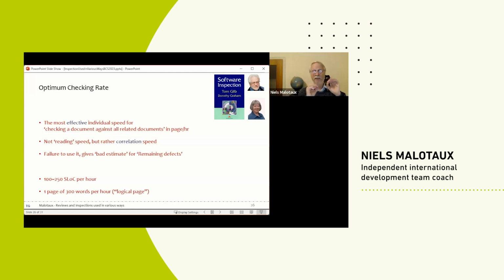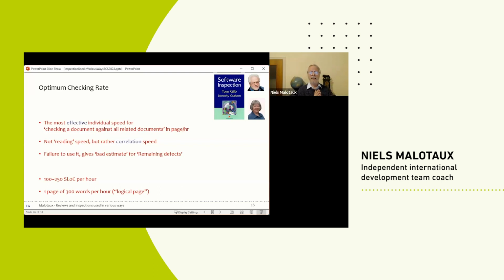Because if you check a document, like the example where they reviewed the design document, where I said, where's the source? Don't you need a requirements document to know what this design should do and what it shouldn't do? So it's not just reading code or reading text in a document, it is checking with any other stuff to see whether it's consistent. So it's not the reading speed, but the correlation speed. And if you don't use this, you get a bad estimate for the remaining defects, as we call it.